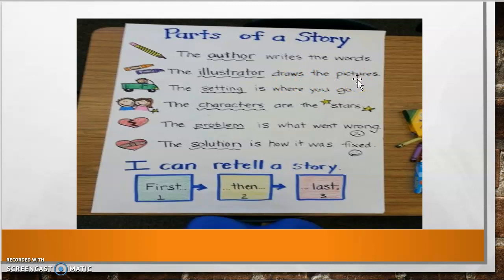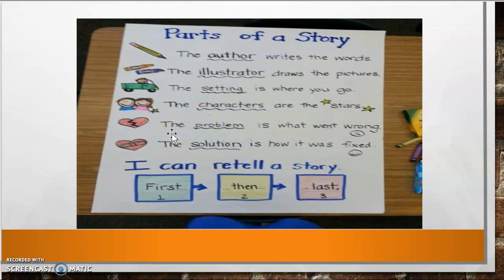Fiction means that it's not real. It's a fake story. In nonfiction stories, you usually have photographs or pictures. The setting is where you go. It is where and when the story takes place. We're going to talk about setting today in more detail. Also, the characters are the stars in the story. The characters are people and animals in the story.